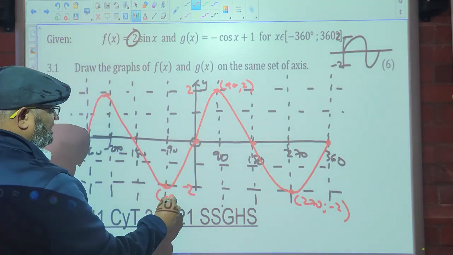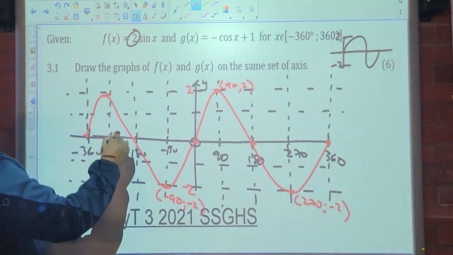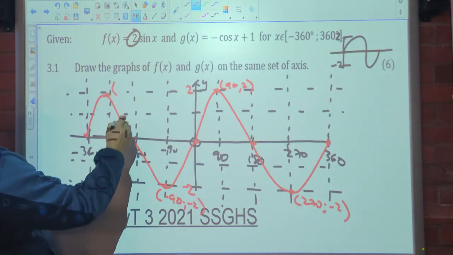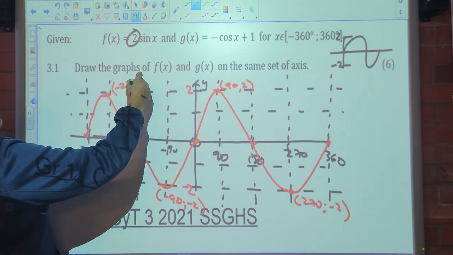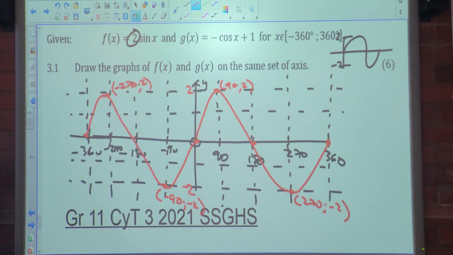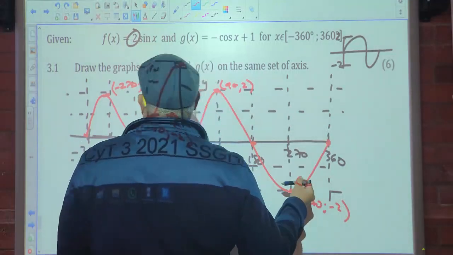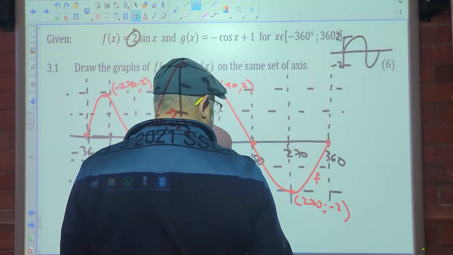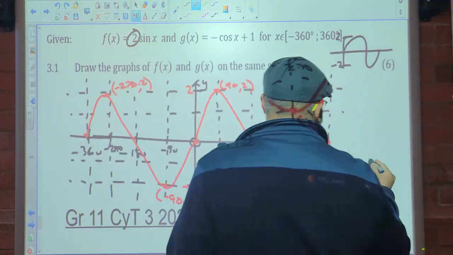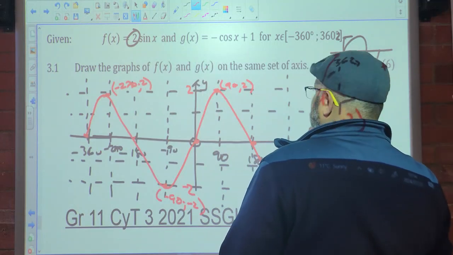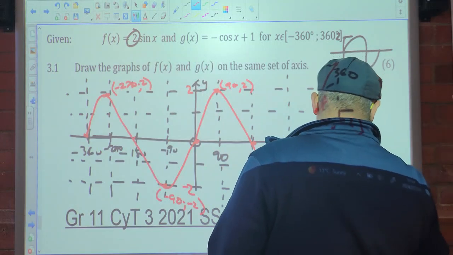Many of you are going to use a calculator, or if you know the parameters well, you can do it without the calculator. Okay? So this is the f graph, the f of x. This is right here on the side, f of x was equal to 2 sine x.